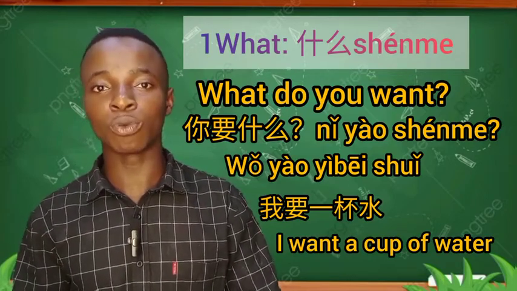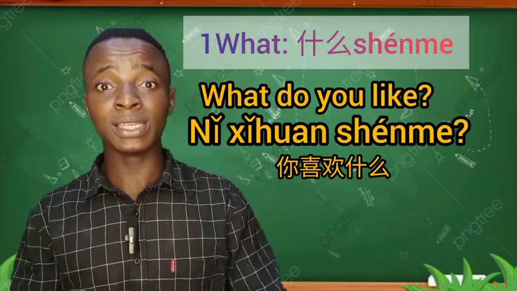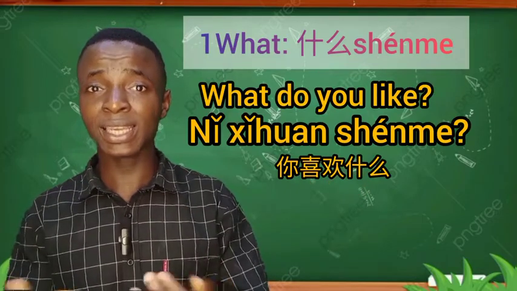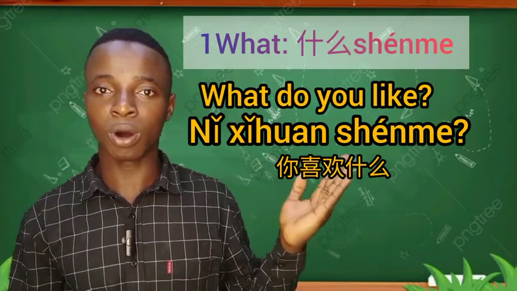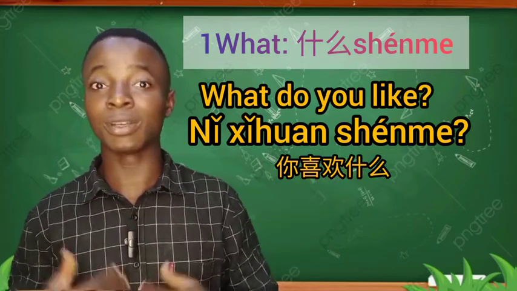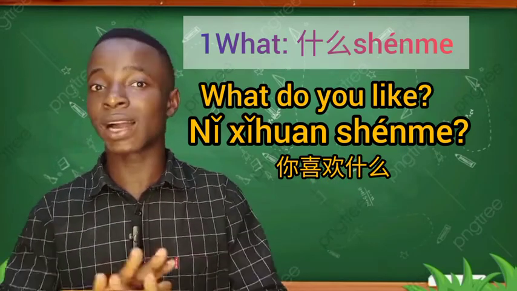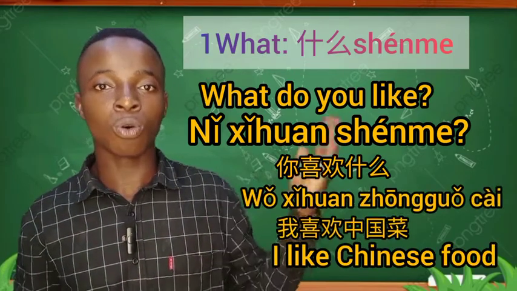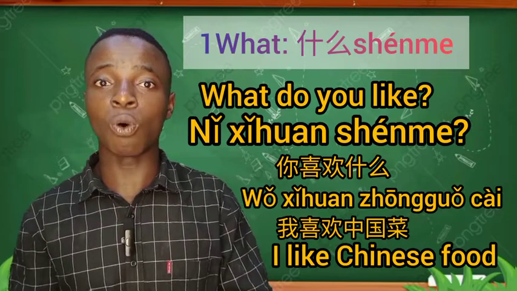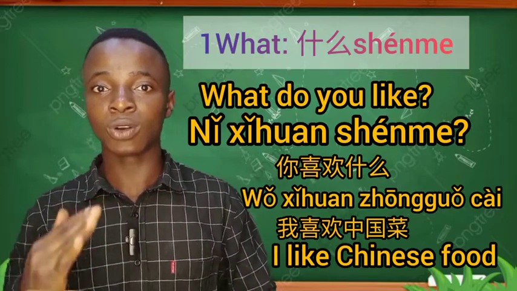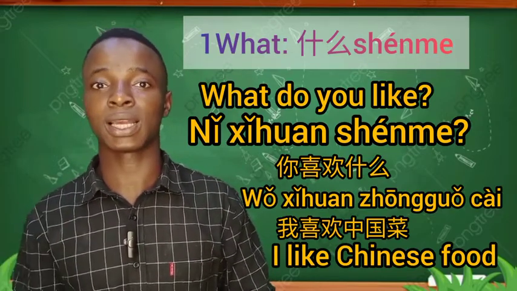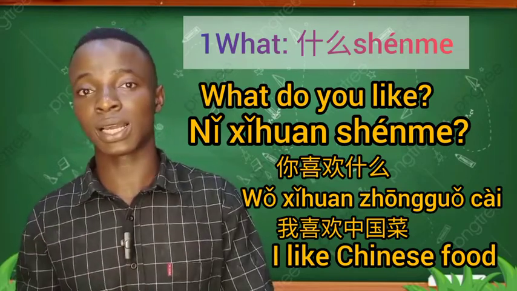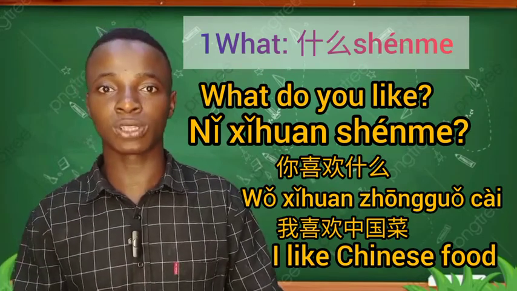The second example, we asked, 你喜欢什么? What do you like? For example, I like Chinese food. I will say, 我喜欢中国菜。I like Chinese food.